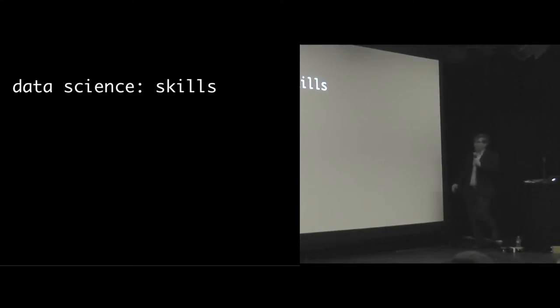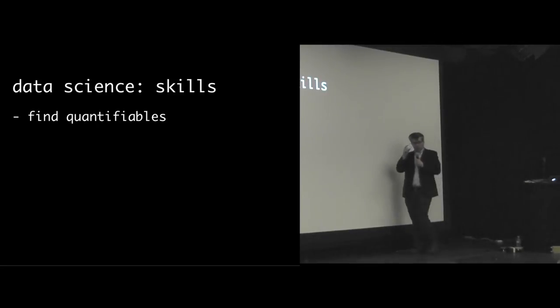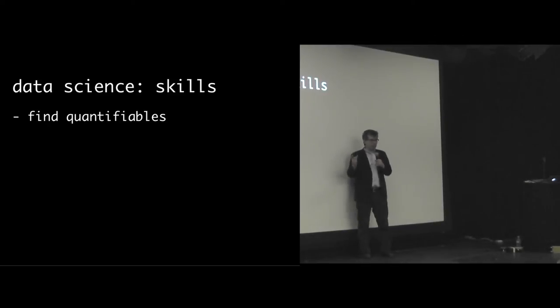Okay, so that's sort of practices. Let me say a few things about actual skills. What are the actual skills that I want my students to know in academia, and that my collaborators and I profit from in the real world? One thing is to find quantifiables. So find some quantitative measure of good so that when you do an infinite number of different manipulations of your data, you know whether things are getting better or worse.